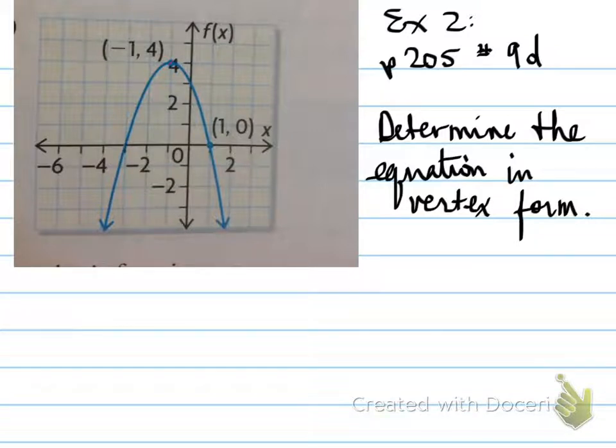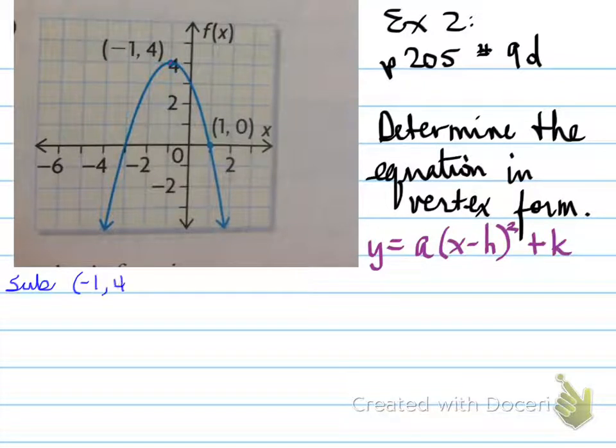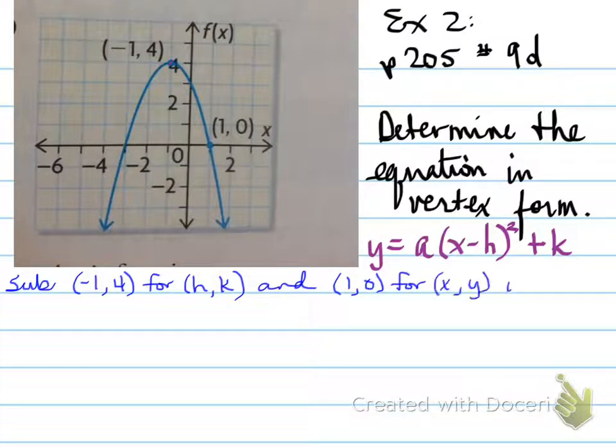Well, what we need to do is take the vertex form, and we're going to plug in information. For example, we're going to plug in -1 and 4 for h and k, and the point (1, 0) for x and y. And we're going to plug it into the vertex form of the parabola. When we do that, we get 0 equals, now again it's 0 because y is 0, so 0 equals a(x, x is 1, minus h, so minus -1, which makes plus 1)², plus k, so plus 4.